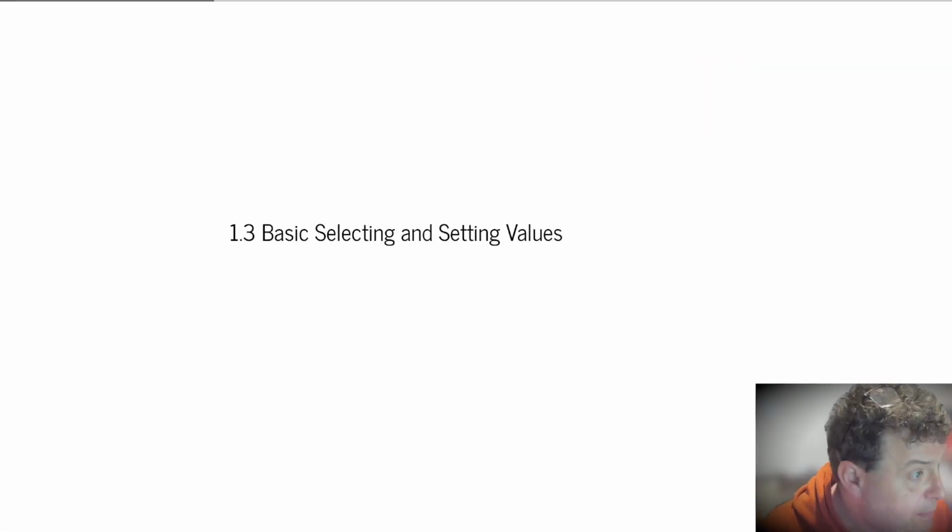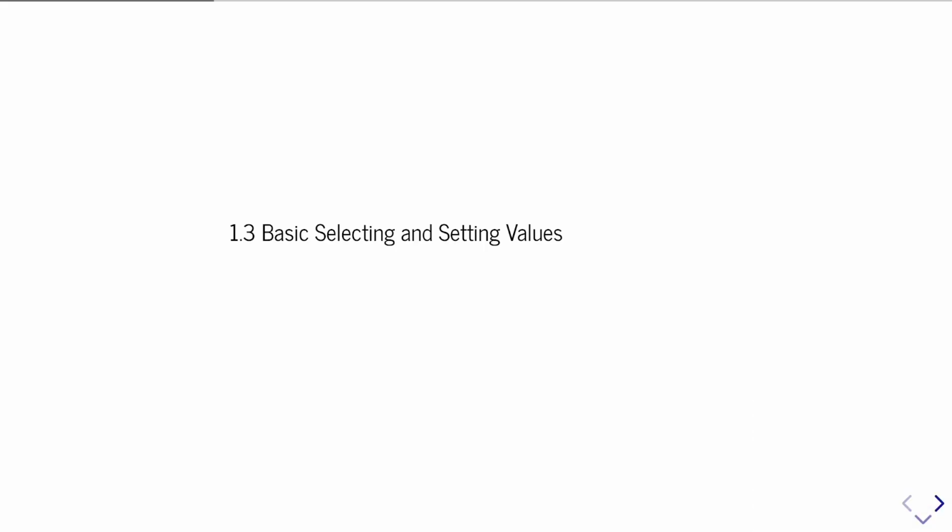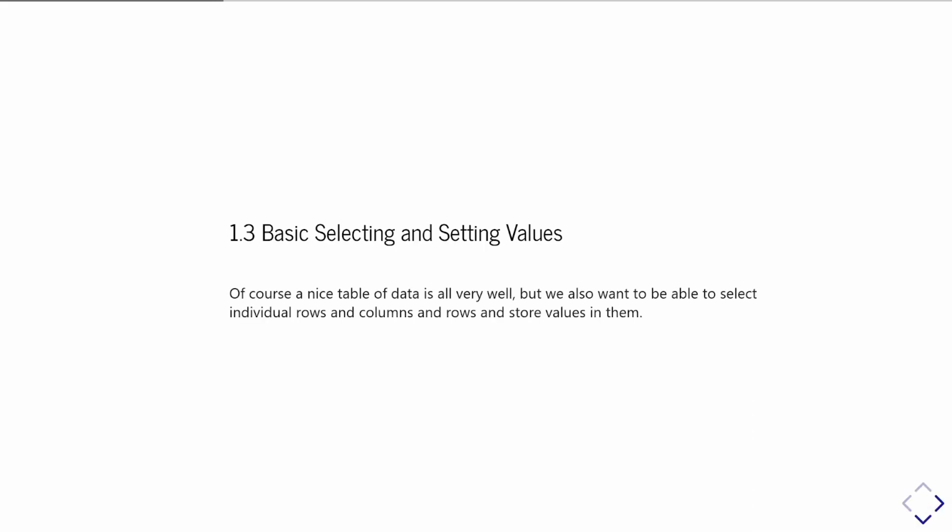So in this third part of this video tutorial, we're going to look at some basic ways of selecting and setting values within a data frame. Of course it's all very well having our data loaded into a data frame, but until we can actually do something with it and pull out particular values from it and manipulate that data, it's going to be a bit useless. So we're going to want to figure out how we can do that.